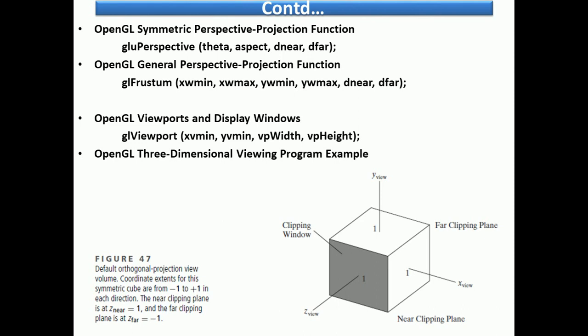The frustum view volume set up by the gluPerspective function is symmetric about the negative z view axis, and the description of a scene is converted to normalized homogeneous projection coordinates. Then the next set of functions are the OpenGL general perspective projection functions. We can use the following function to specify a perspective projection that has either a symmetric frustum view volume or an oblique frustum view volume. That function is glFrustum.